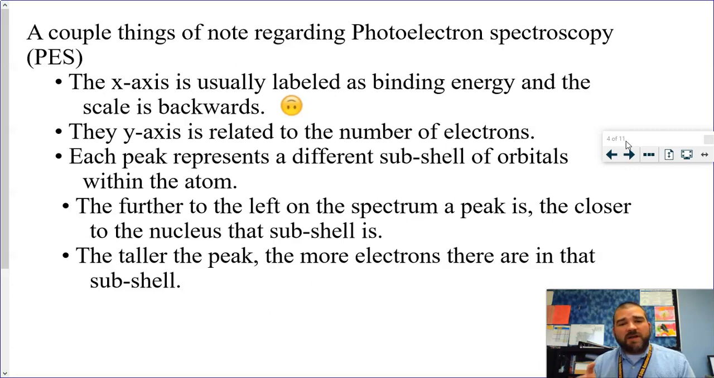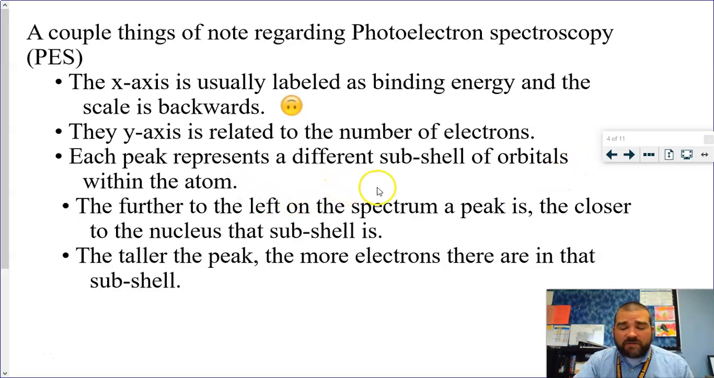The hard part, and you'll see this later, and I'll be kind of mean with it later, is PES and mass spec, topic 1.2. Sometimes their graphs look really, really similar. But the dead giveaway, or the way that you know that it is PES, is the numbers on the x-axis are backwards. All right, and I'll show you an example of that in just a little bit.